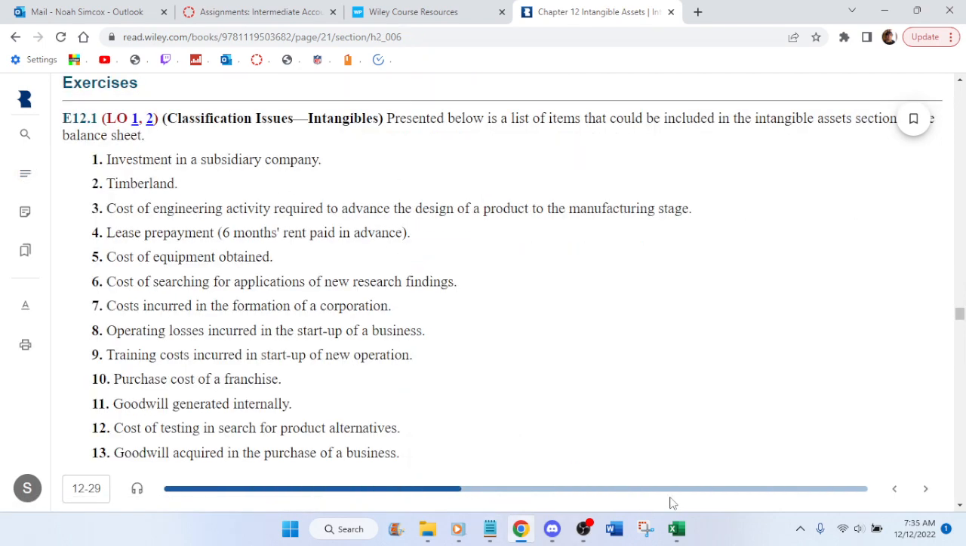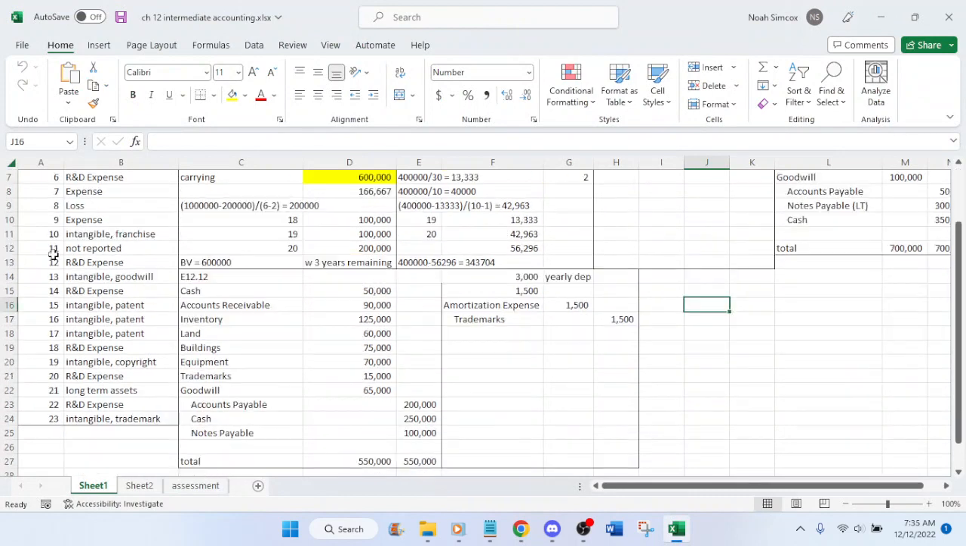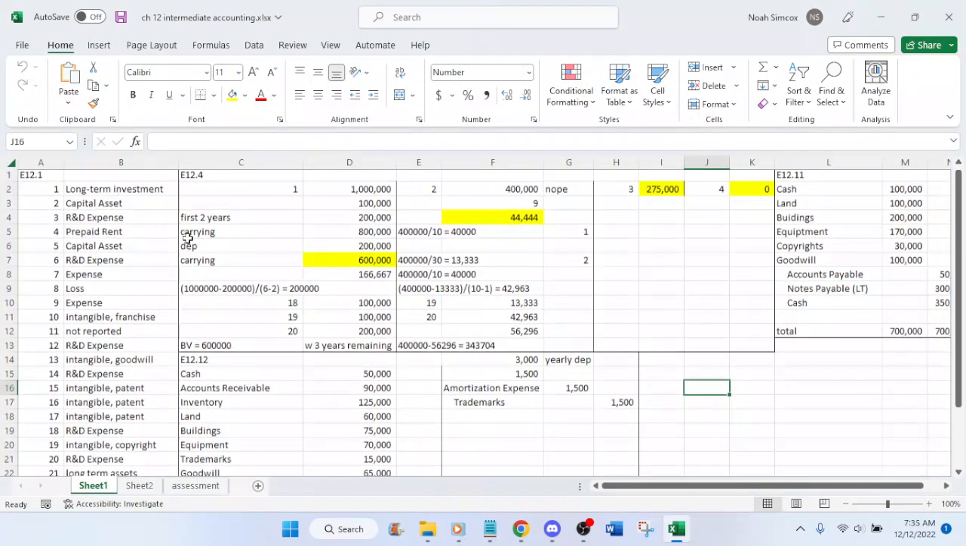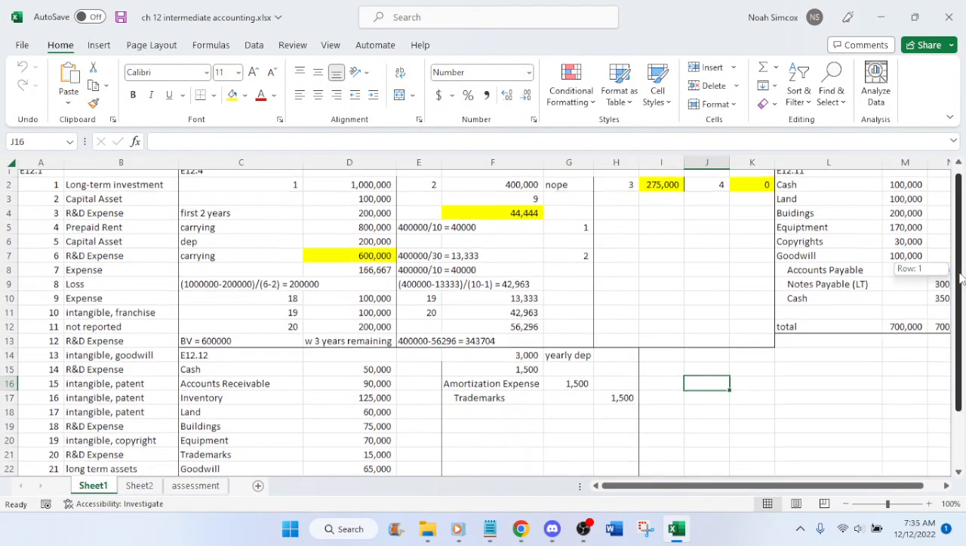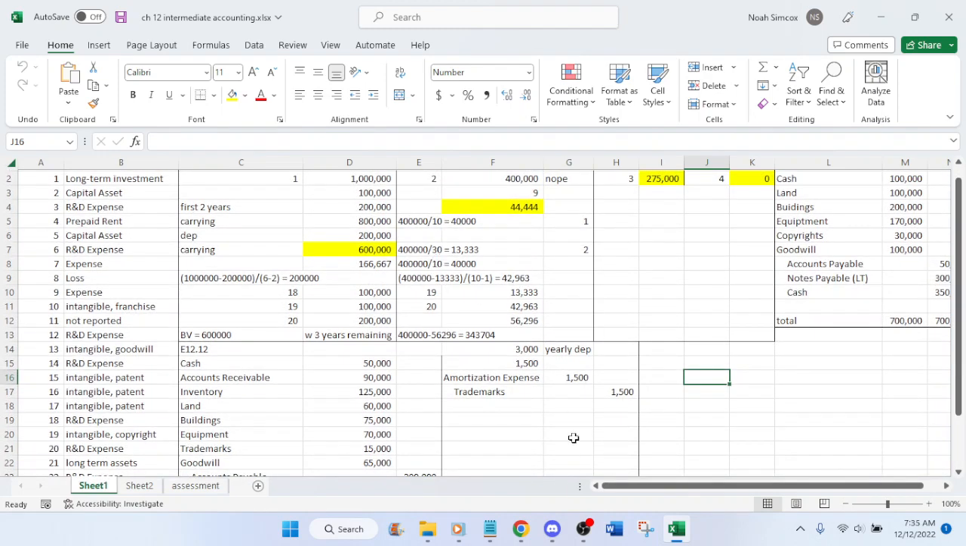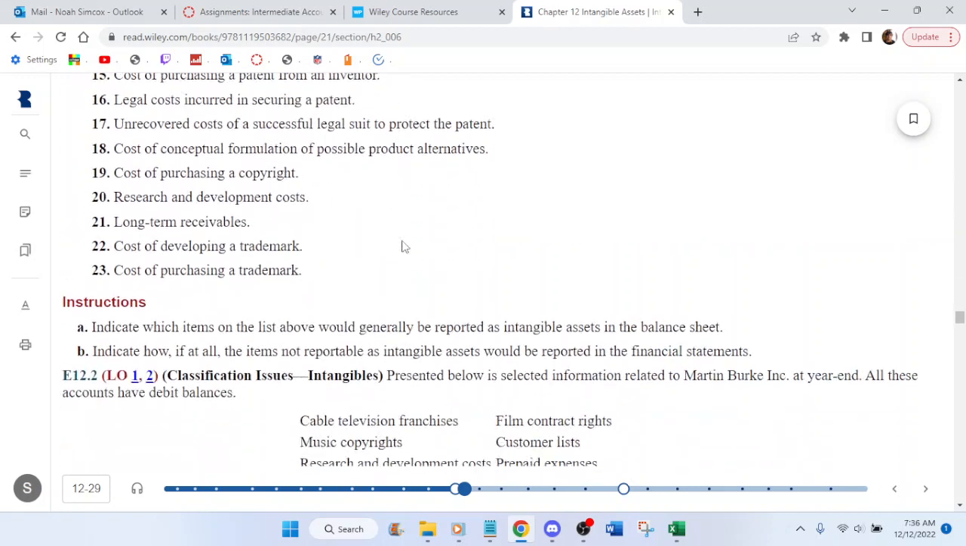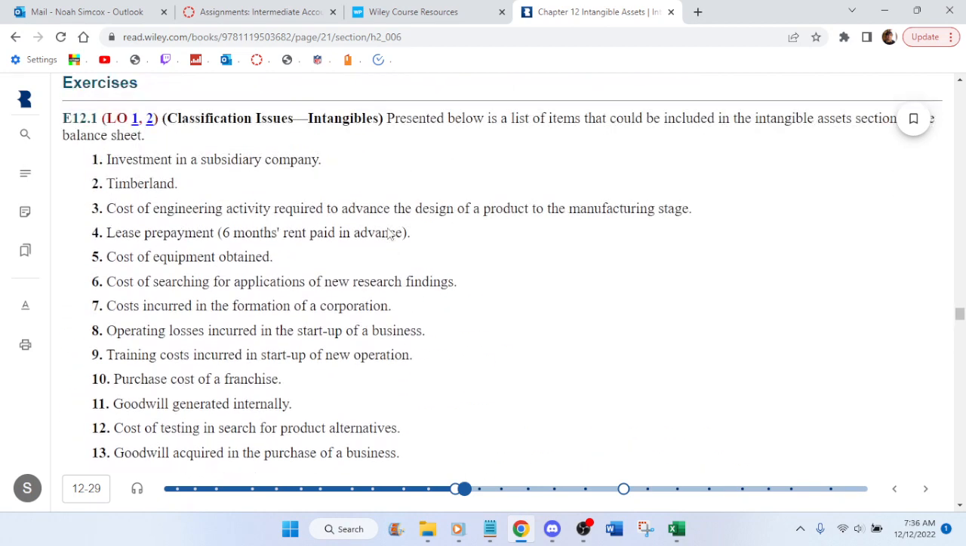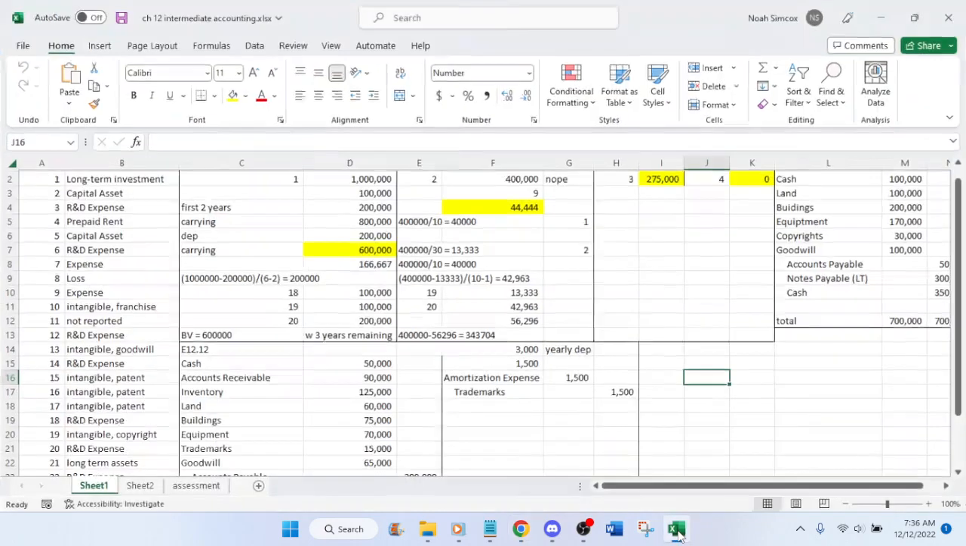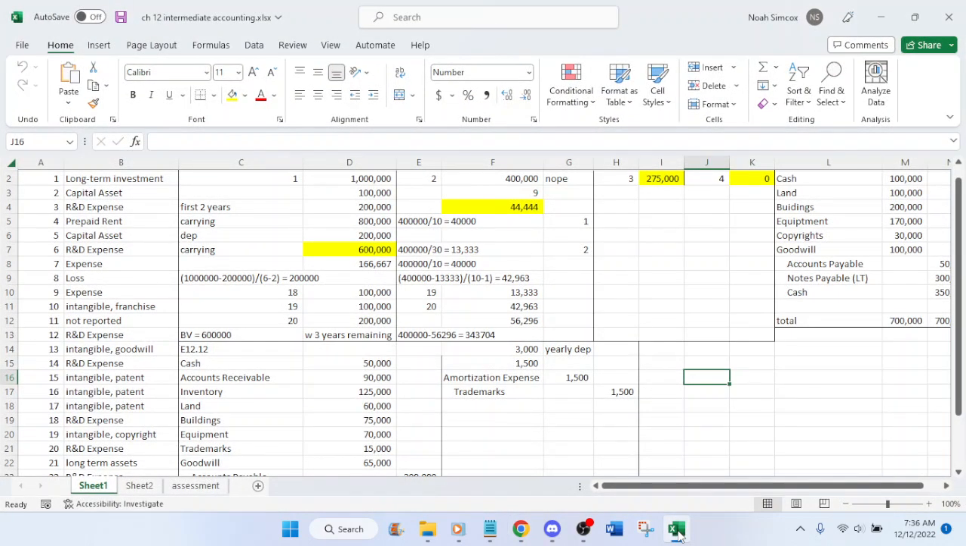So we have exercise 12.1. Oh man. Right. Number 1. Classify these as whether they're intangible assets or not. Investment in a subsidiary company is long-term investment. Timberland is a capital asset.